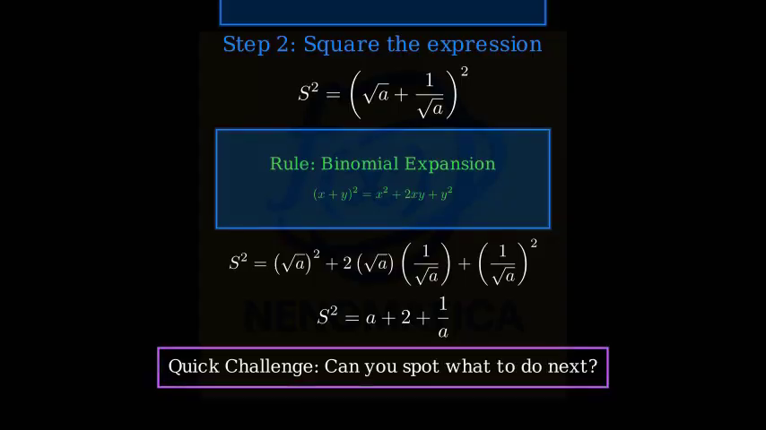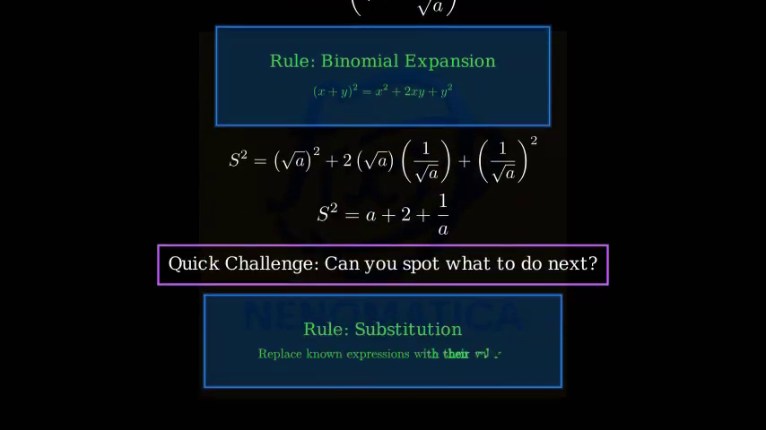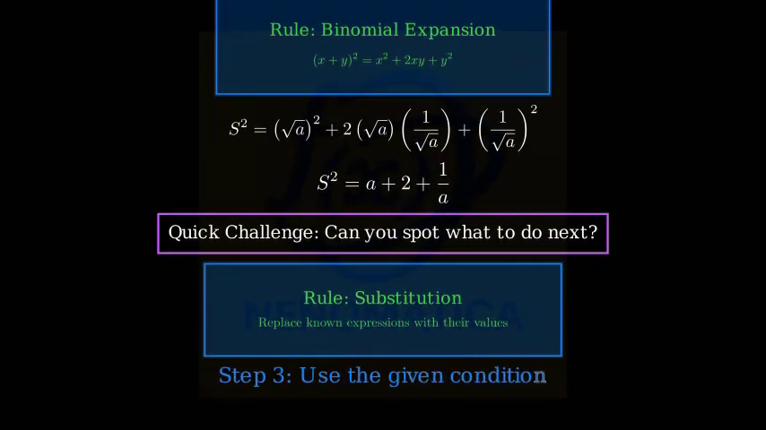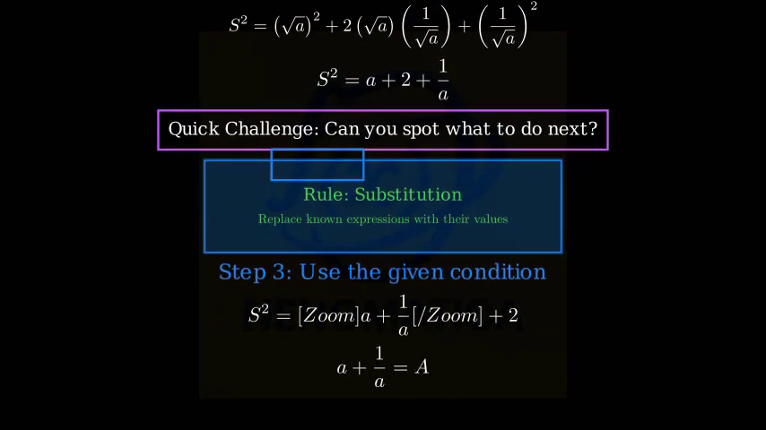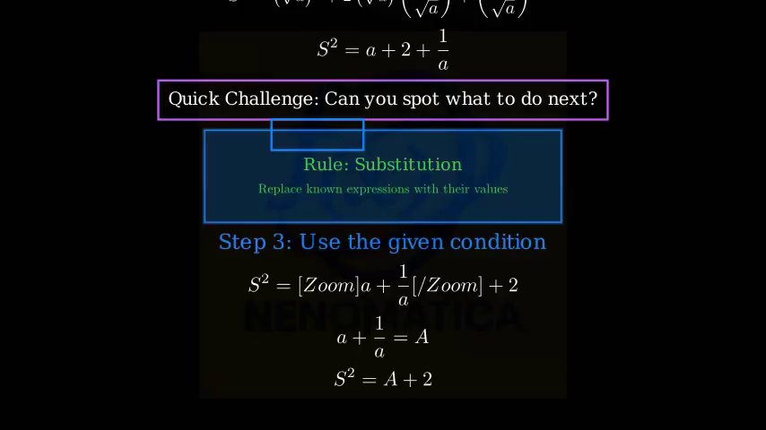Looking at our simplified expression, we notice something interesting. The terms a plus 1 over a appear in our expression. We know that a plus 1 over a equals a, so we can substitute this into our equation. This gives us s squared equals a plus 2.